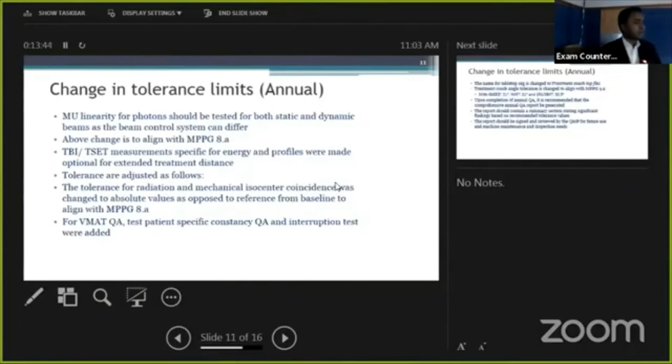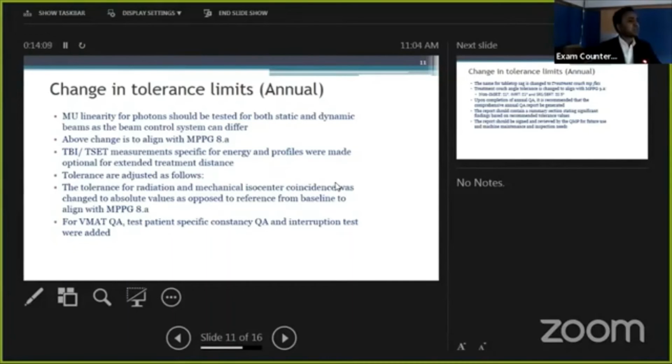Okay, in the annual test, the changes are that MU linearity for photons should be tested for both static and dynamic beams, as the beam control system can differ. So MU linearity, this is a new thing. In the previous report, it was recommended that you do MU linearity for static fields only. But now it is recommended that the modulated beam is also checked for MU linearity.